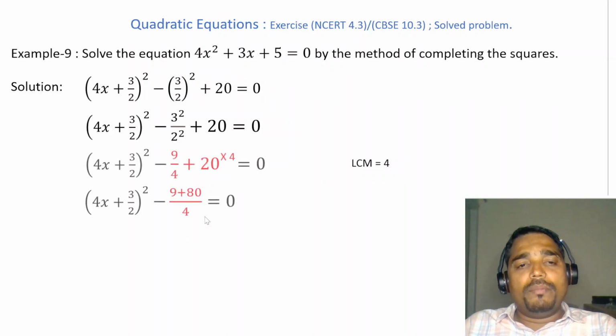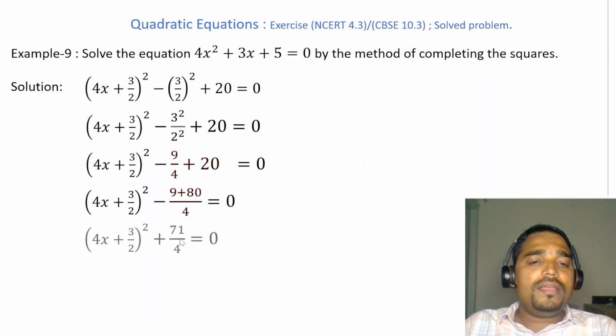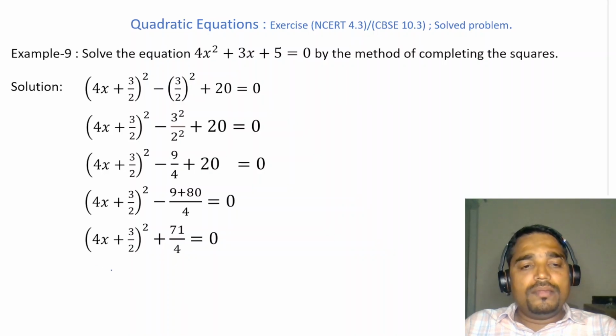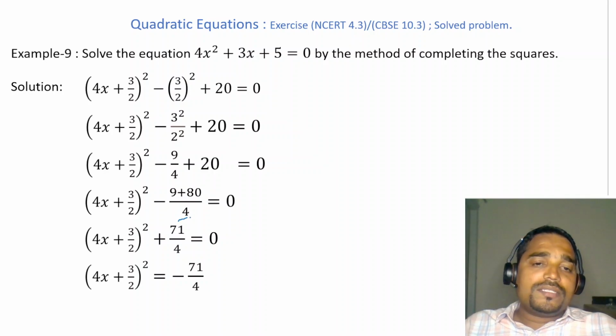Therefore, by taking 4 as the LCM, we see that 9 would remain as it is, because it is 20 divided by 1, the LCM 4 would be getting multiplied to the numerator, 20 times 4 is 80. Now plus 80 minus 9 we would be getting as plus 71 divided by 4. In order to find the answer, let's transpose plus 71 by 4 towards RHS. Upon transpose, plus 71 by 4 would become minus 71 by 4. That's what we see here.